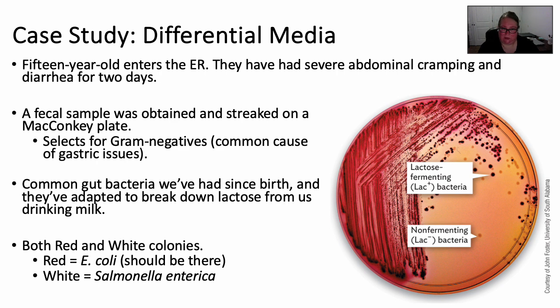Okay, so the ones that are supposed to be there will ferment. Those ones that don't shouldn't be there. So what we're going to see is we're going to have these red colonies. These are going to be E. coli, gram negatives. They should be there. They are breaking down the lactose. They're fermenting it. That means they can use it. That means that they are part of our normal gut biome.